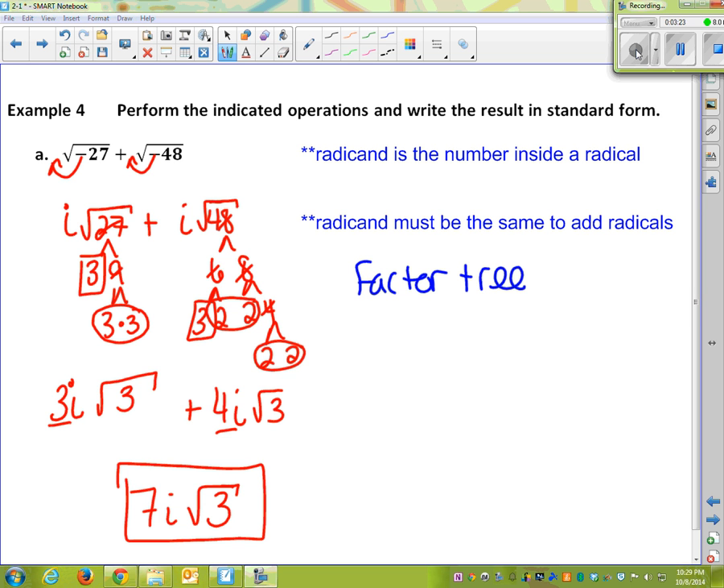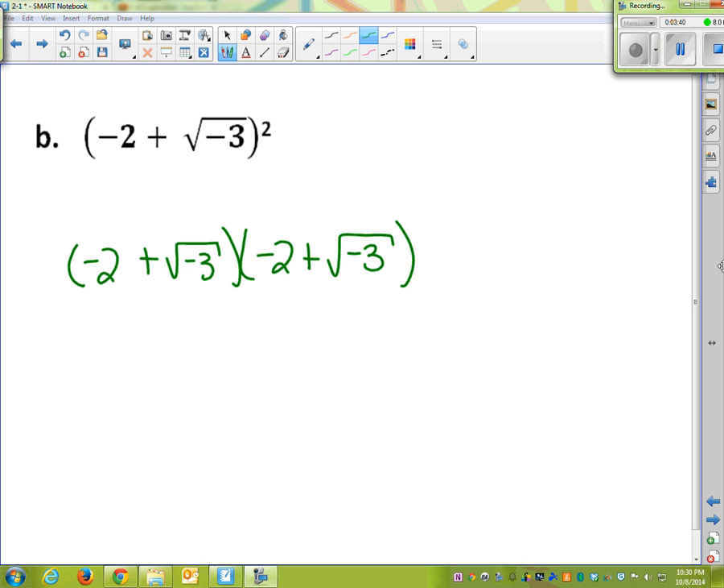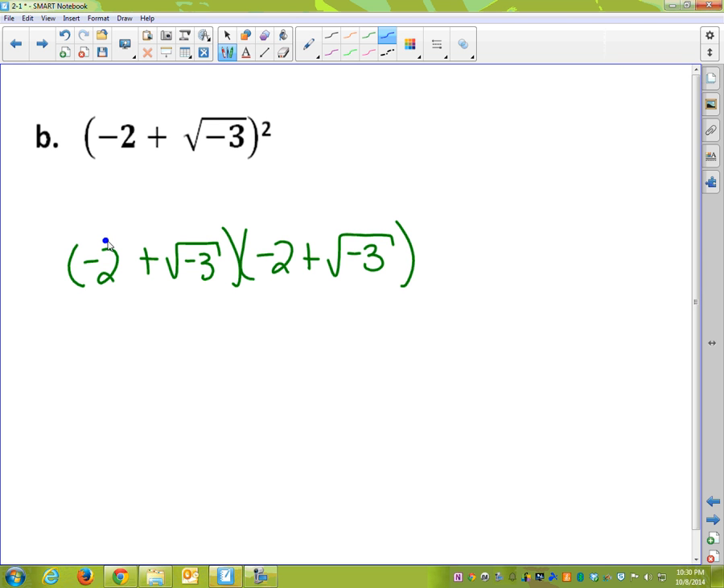Right, let's look at the next problem. We're going to FOIL something with a radical. So negative 2 plus the radical negative 3. Because it's squared, let's write it out twice. When I go to FOIL these, I like to do it leaving the negative inside the radical. I'm going to pull the i out at the very end. So we'll start negative 2 to negative 2.